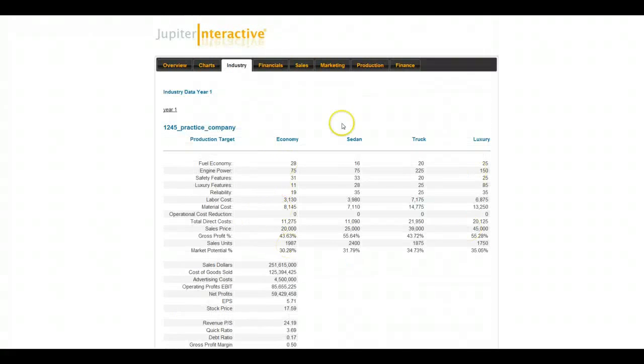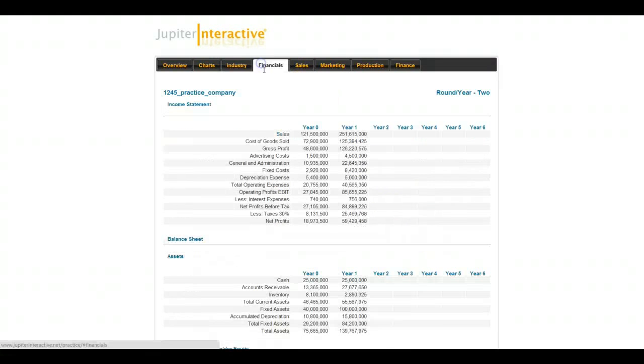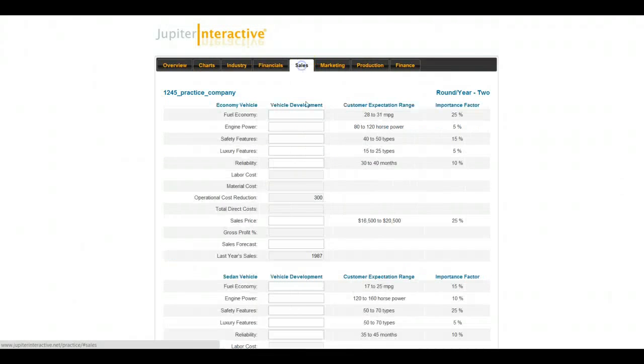Just like with any public company a year later, you can check all these statistics and results, and this will help you plan your strategy out for next year. My financials are backed up here, and then the whole process starts all over again, where I can now redo my sales. So the customer expectations have changed, and the price of the vehicles, the top end has changed, and now I have my cost reduction here.